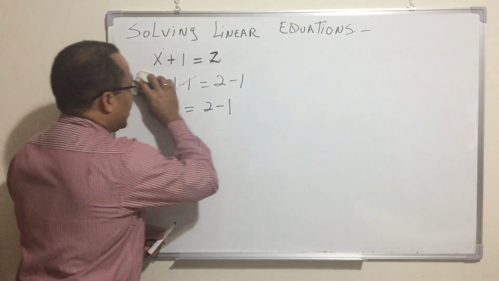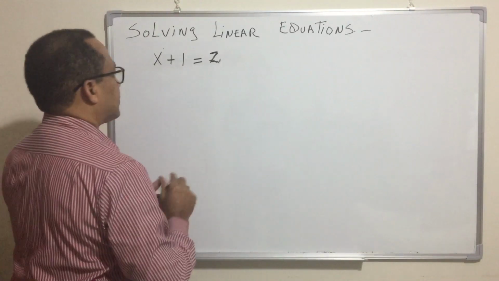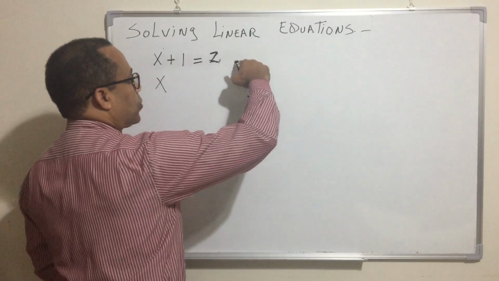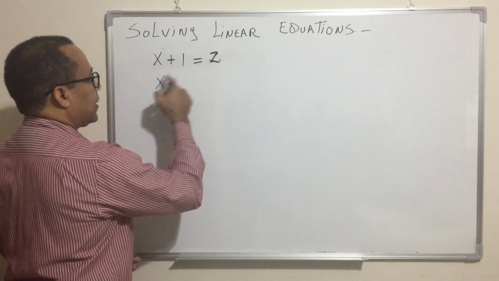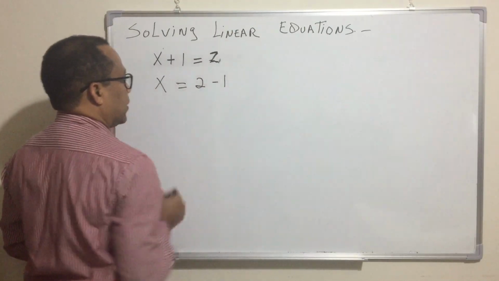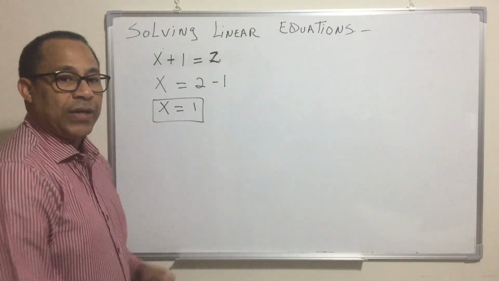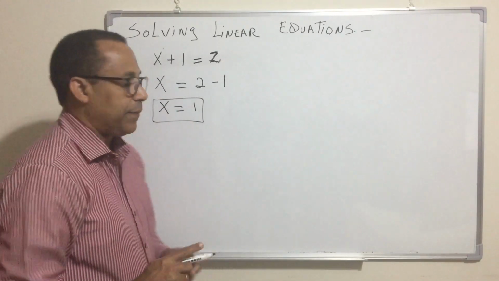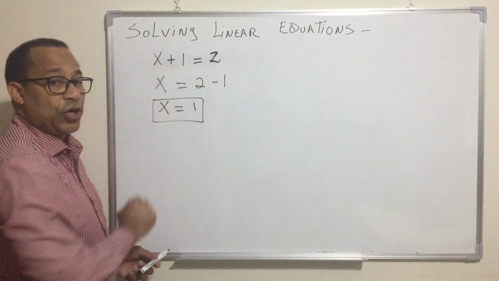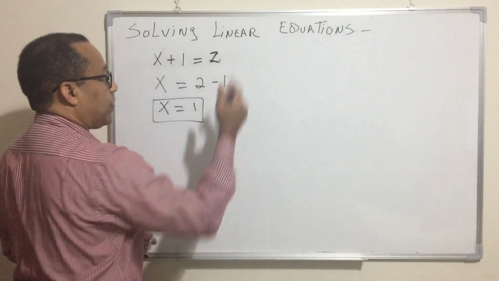So I'm going to erase it, and I'm going to start from scratch. 1 is adding, so it goes subtracting. So x equals 2, positive goes to negative, minus 1. x equals 1. What does this mean? It means that if you replace the value of x in the equation, you are supposed to get the result we have on the right side.